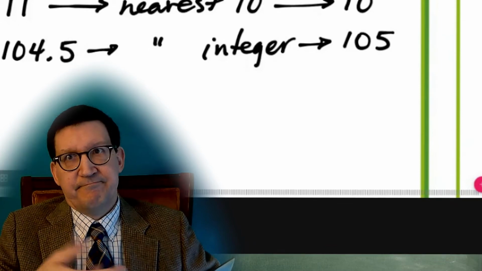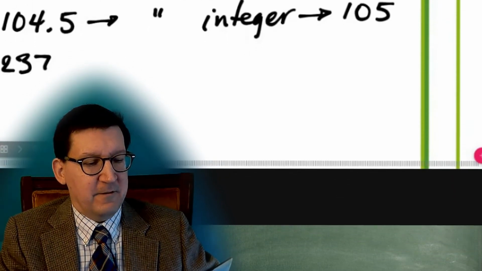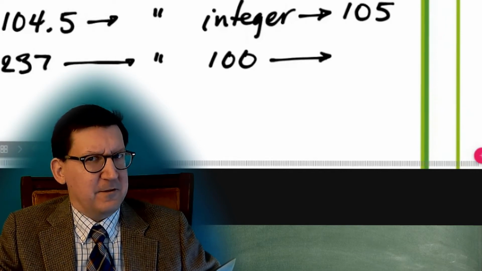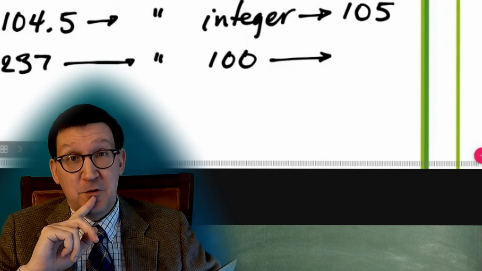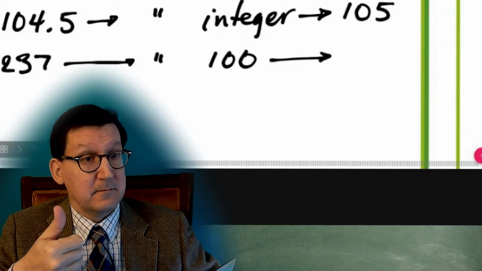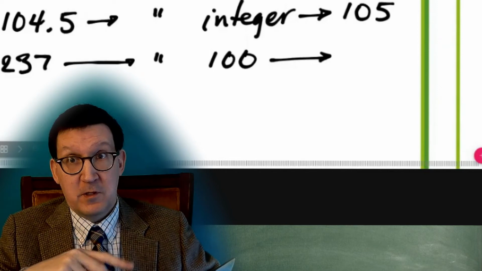Let's take 237 and round that to the nearest 100. So it's 237 rounded to the nearest 100. Well, it would have to be 250 or more to round up, right? But since it's not 250, it would have to round down to 200.